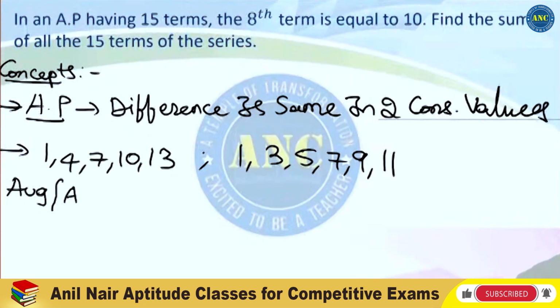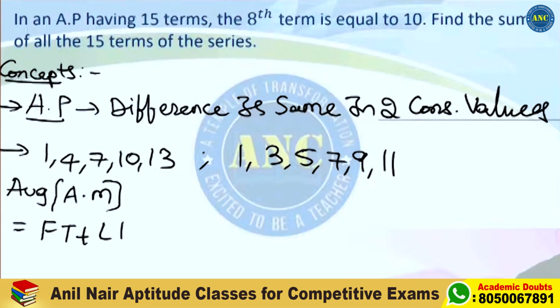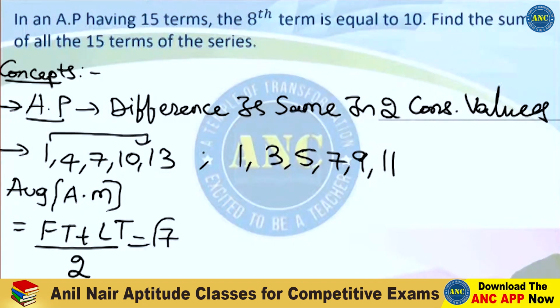Average or arithmetic mean. It is nothing but first term plus last term by 2. 1 plus 13 by 2, it is nothing but 7. Which is the middle term? There are two terms to the left. There are two terms to the right.